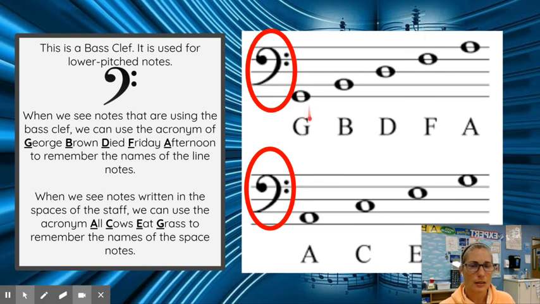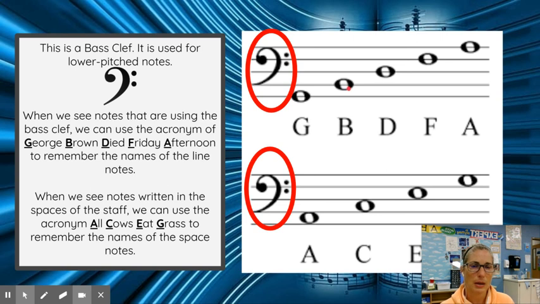Now the names of these notes on the lines are a little different than treble clef. They go G, B, D, F, A. And if we shorten that, we have George Brown died Friday afternoon. So we can create an acronym to help remember G, B, D, F, and A. Now the spaces in between G and B, you have the note A, here it is.